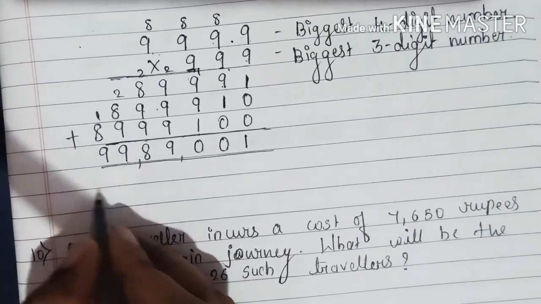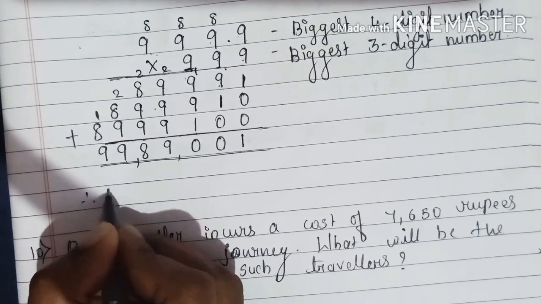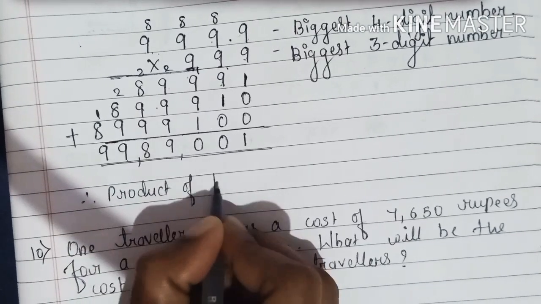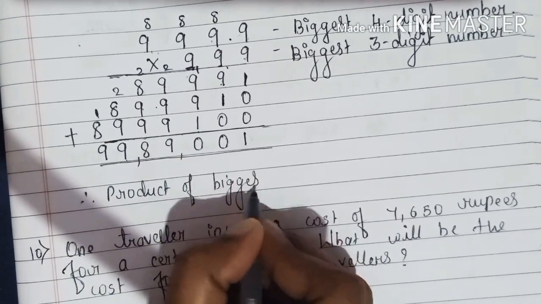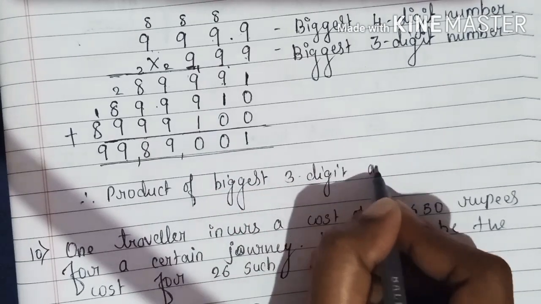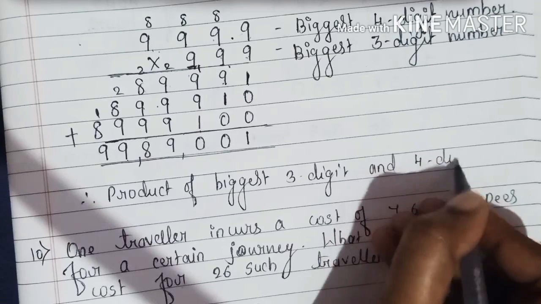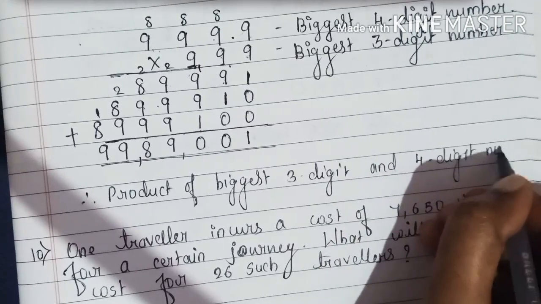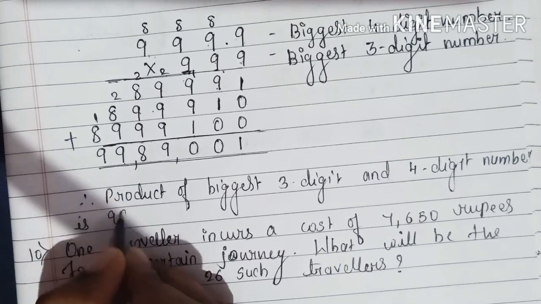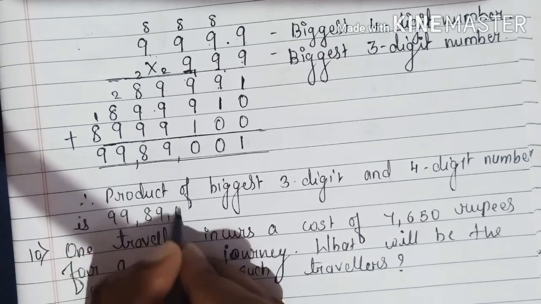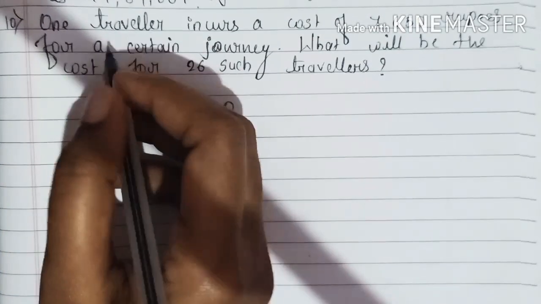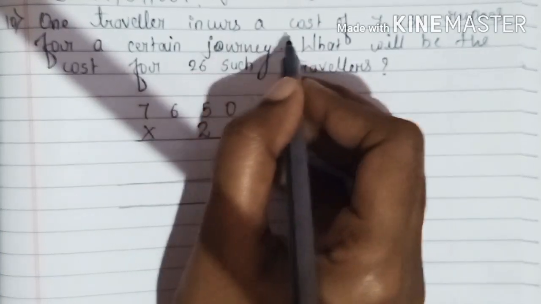So we can write this statement. So therefore, the product of the biggest 3-digit and 4-digit number is 99,89,001.